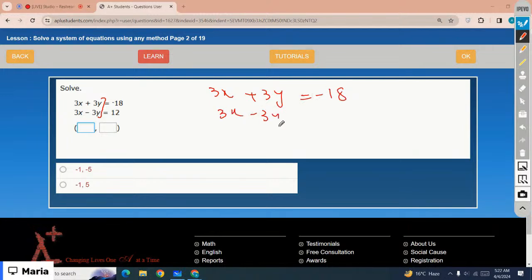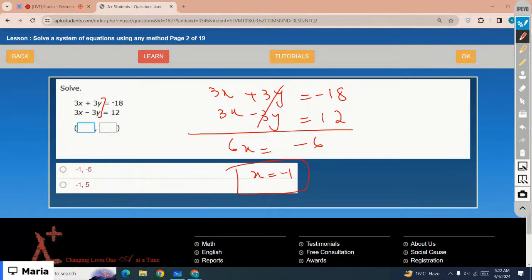Whenever you have equations that look like this, you can use the elimination method. Simply add. 3 minus 3 is 0. 6x equals negative 18 plus 12, which is negative 6. x equals negative 1, right? Just two steps, you have the answer for one of the variables, right?